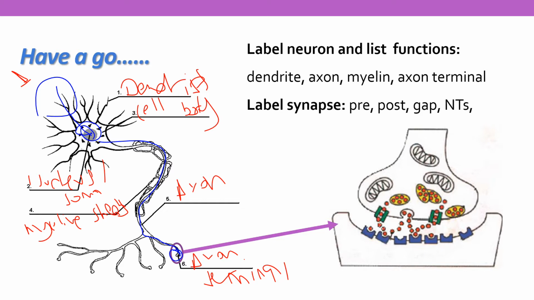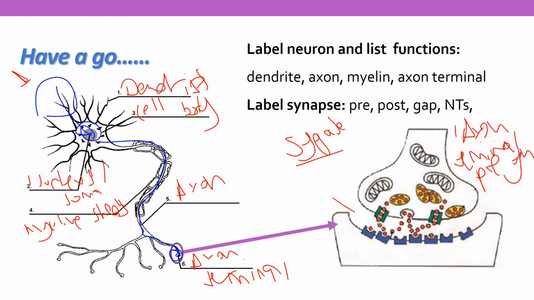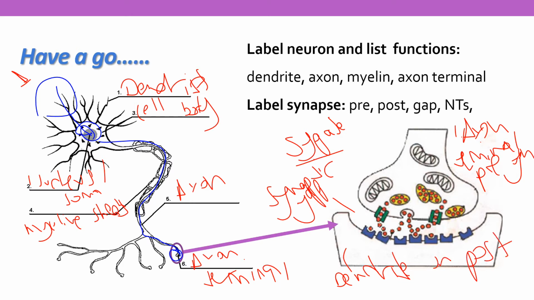Now, let's have a closer look at the image on the right. As we know, holistically, this is called a synapse. It consists of three parts. So the first part is the axon terminal on the presynaptic neuron. We have the synaptic gap, and we have the dendrite on the postsynaptic neuron, okay?